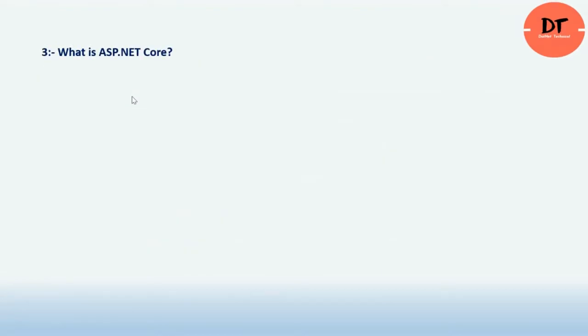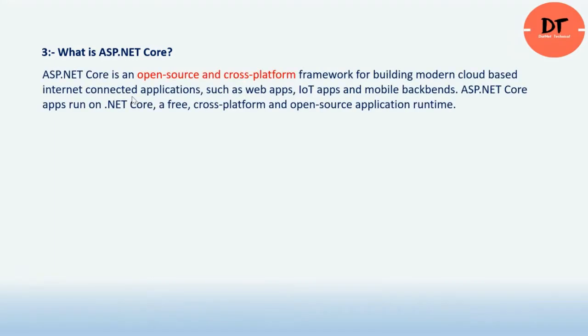Next one. What is ASP.NET Core? ASP.NET Core is an open source framework where we can develop multiple types of applications like web applications, mobile applications, and IoT. ASP.NET Core is a cross-platform framework for building modern cloud-based applications. ASP.NET Core applications run on .NET Core, a free, cross-platform, and open source application runtime.